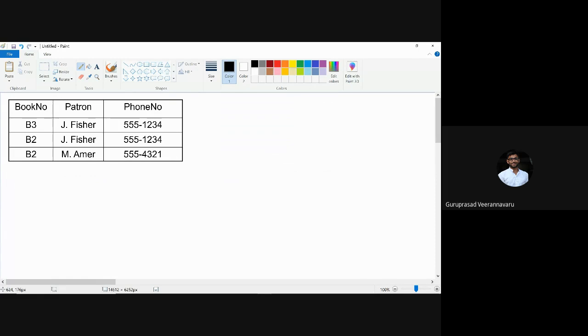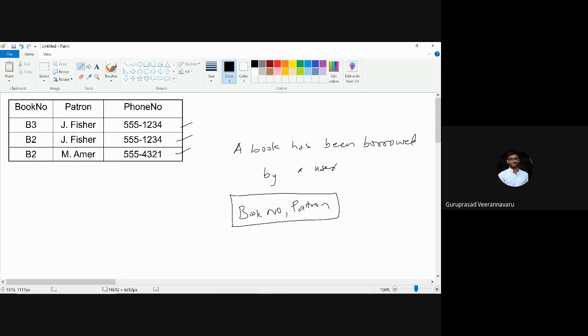What do you think is a primary key here? Mobile number? No, right? Phone number is repeating. So a book has been borrowed by a user. What is unique here? A combination. A primary key need not necessarily be only one column. It can be a combination of values. So can I say book number and patron is the primary key? Because if J Fisher has borrowed book number B3, he cannot come and borrow book number B3 again, right? So it is unique. Correct?